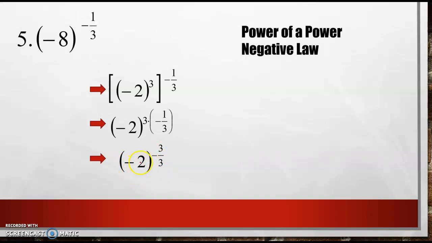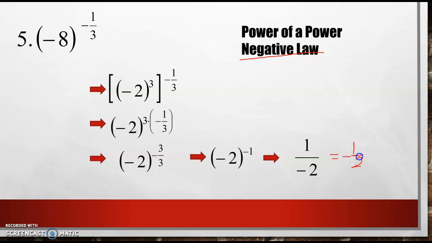And there is still a negative sign inside the parentheses. Next, you simplify, and you can have negative 2 to the power of negative 1, right? Because 3 over 3 is 1. Still need to copy the negative sign. The next step is to apply the negative exponent rule, or negative law, to make it positive, or if you don't want it to look like that, you can have it this way.